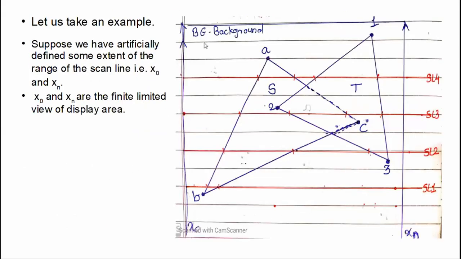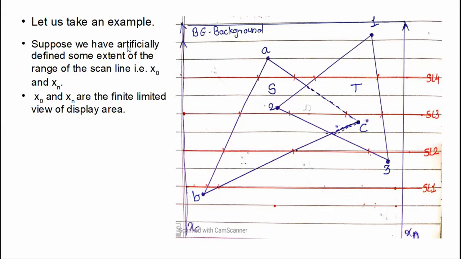Now consider that this is the image. Again, the same image I have taken. The first polygon has vertices A, B, and C, and the whole surface of this polygon ABC is called S. Another polygon is there, with three coordinates 1, 2, and 3, and its surface is called T. Again, this shaded portion means this polygon 1, 2, 3 is occluding polygon ABC, or we can say it is overlapping polygon ABC. So this much part of polygon ABC will not be visible.